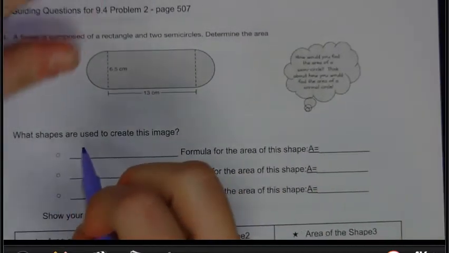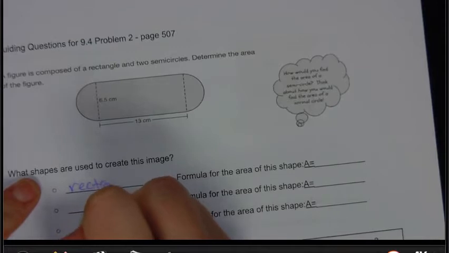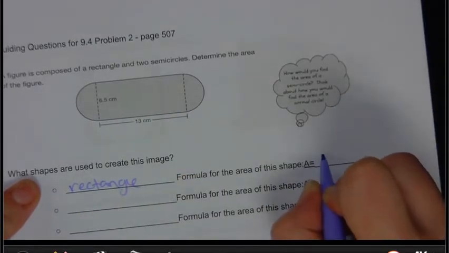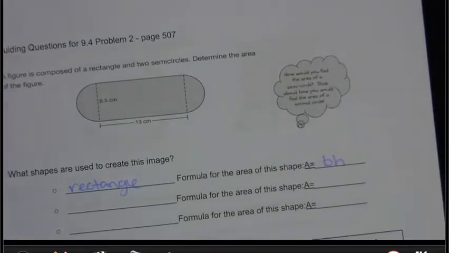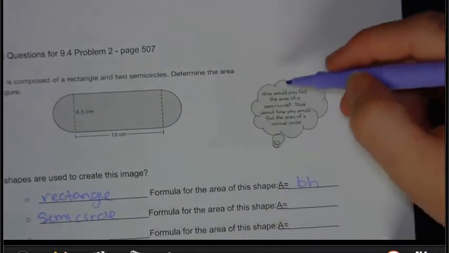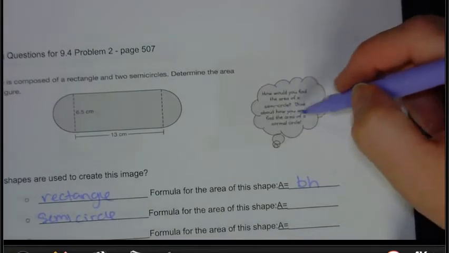So here we go. What shapes are used to create this image? Well, the first one I see is a rectangle, and I know that the area of my rectangle is base times the height. The next thing I see is a semicircle. And this little bubble is asking: how would you find the area of a semicircle? Think about how you would find the area of a normal circle.